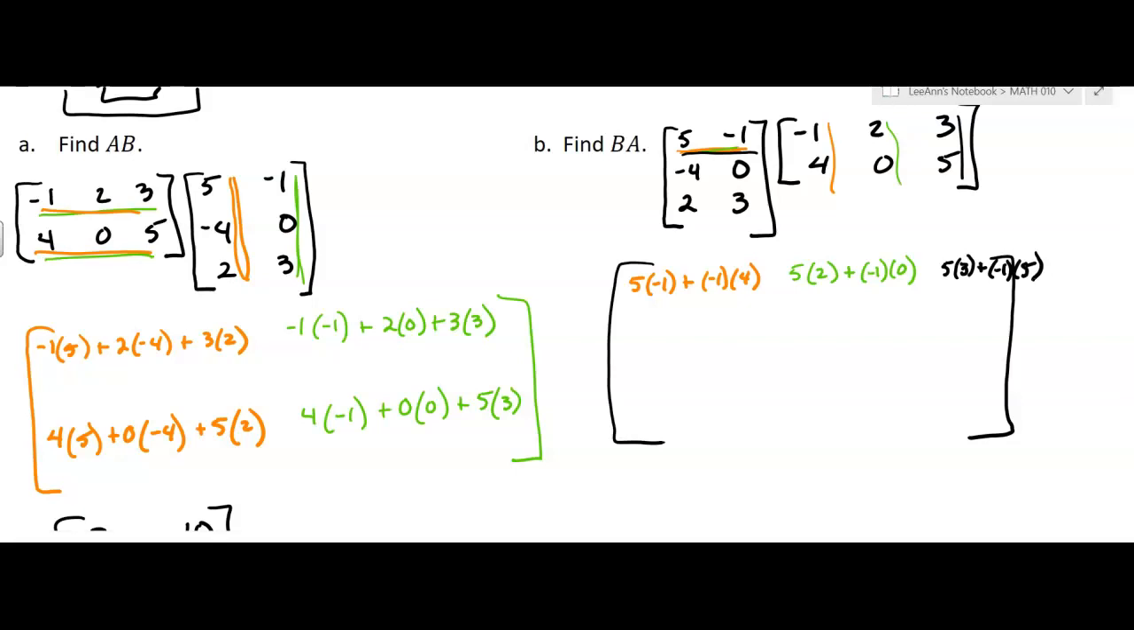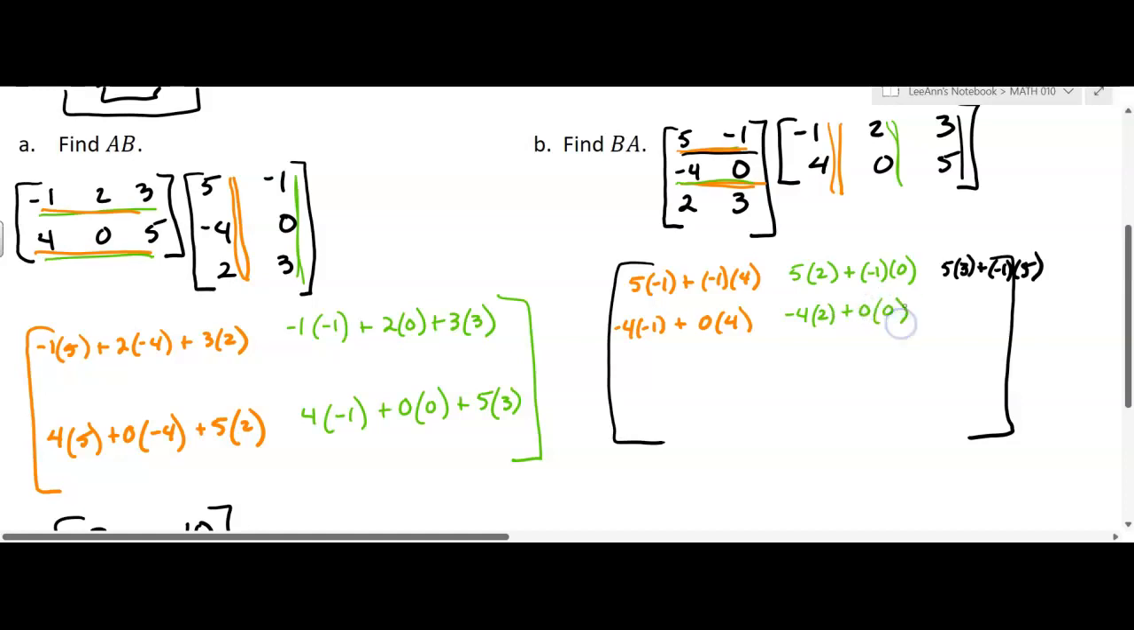Okay, now we go to the second row. So second row, first column. -4 times -1 plus 0 times 4. And then we have the second row times the second column. -4 times 2 plus 0 times 0. And then we take the second row times the third column, -4 times 3 plus 0 times 5.